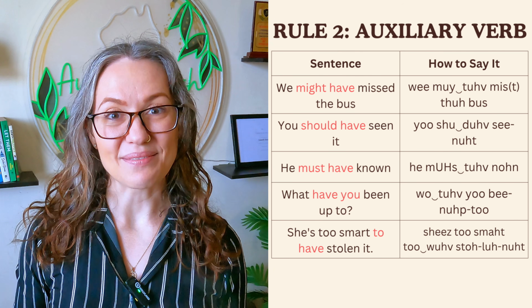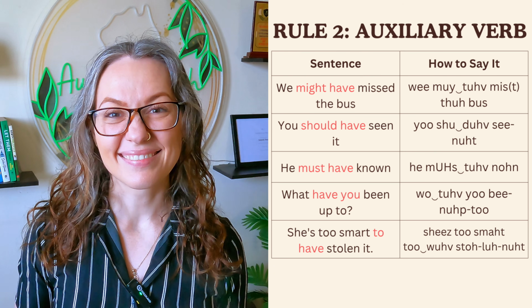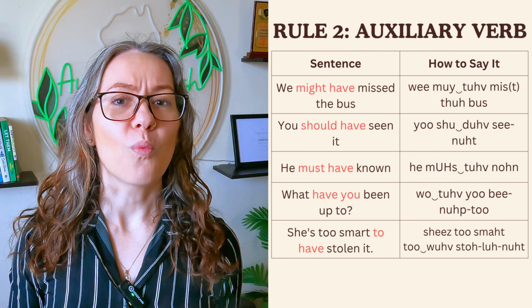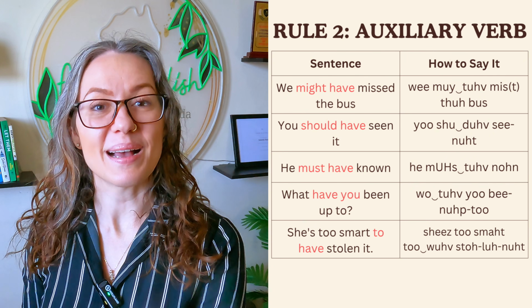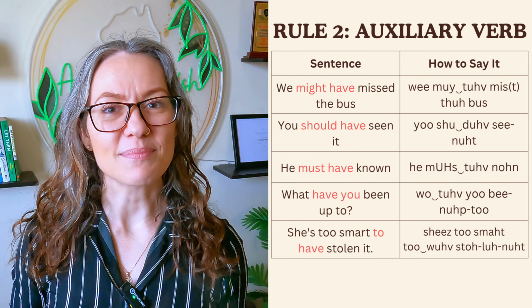He must have known. Not he must have known. He must have known. What have you been up to? Instead of what have you been up to, what have. What have you been up to?